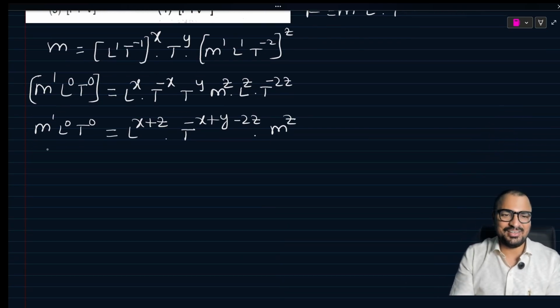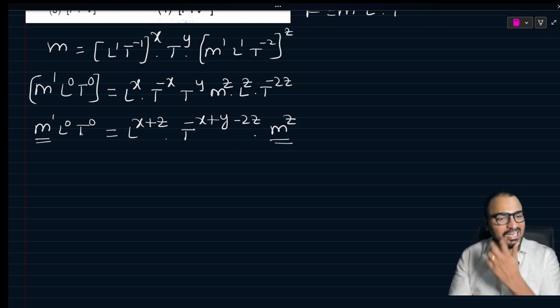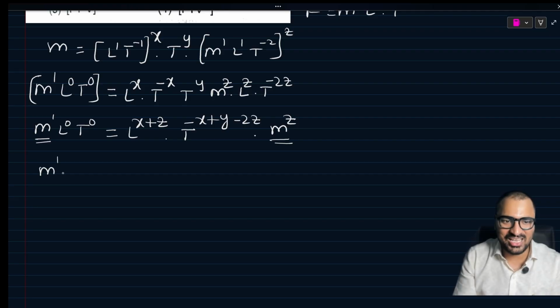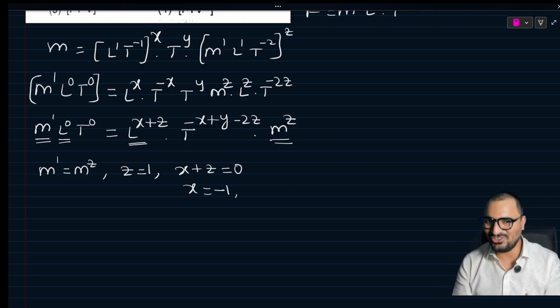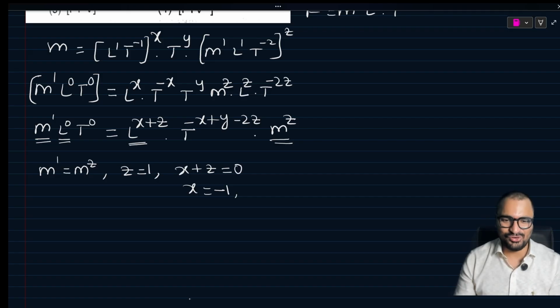If you equate, M power 1 equals M power z. If bases are equal, then powers are also equal, so the value of z is equal to 1. L power 0 equals L power x plus z, so x plus z is equal to 0. That means z is equal to 1, x equal to minus 1. Did you get it? Yes, of course.